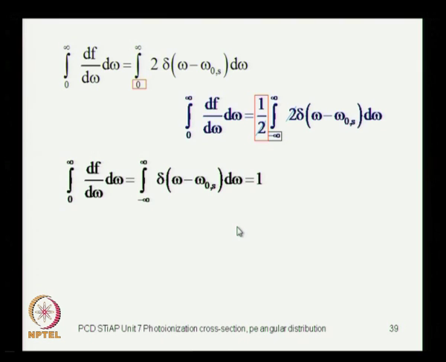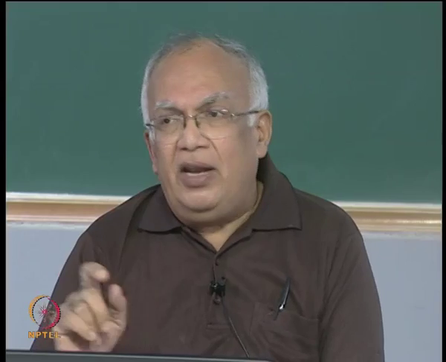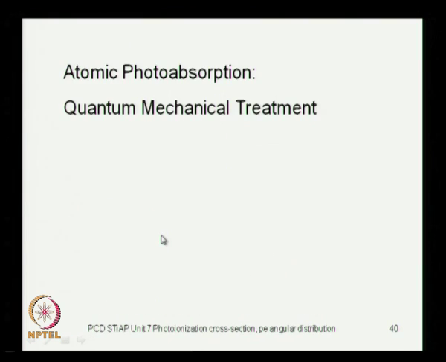Essentially what you discover is that the oscillator strength has been defined very appropriately, because by choosing this definition as 1 over pi times this factor, we find that the oscillator strength is so defined. This is the choice that we have made, and it is a very appropriate choice, because when you integrate it you get unity, okay. So, that is how it has actually been introduced.